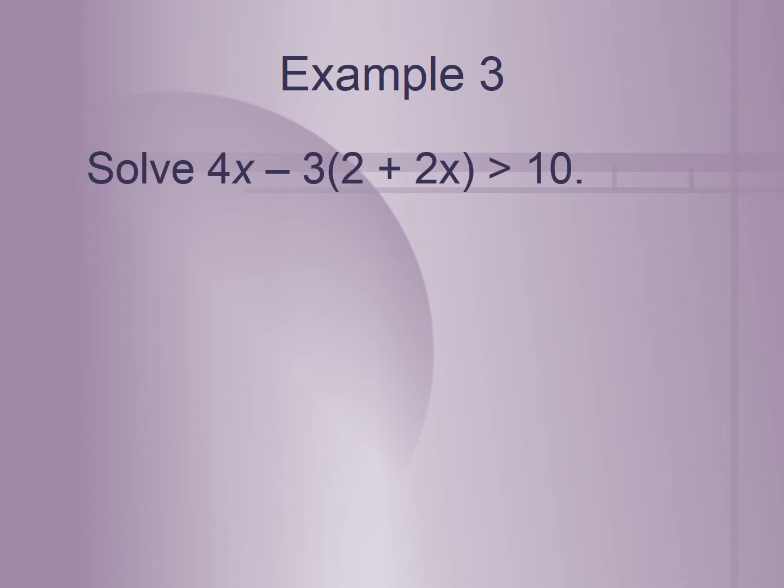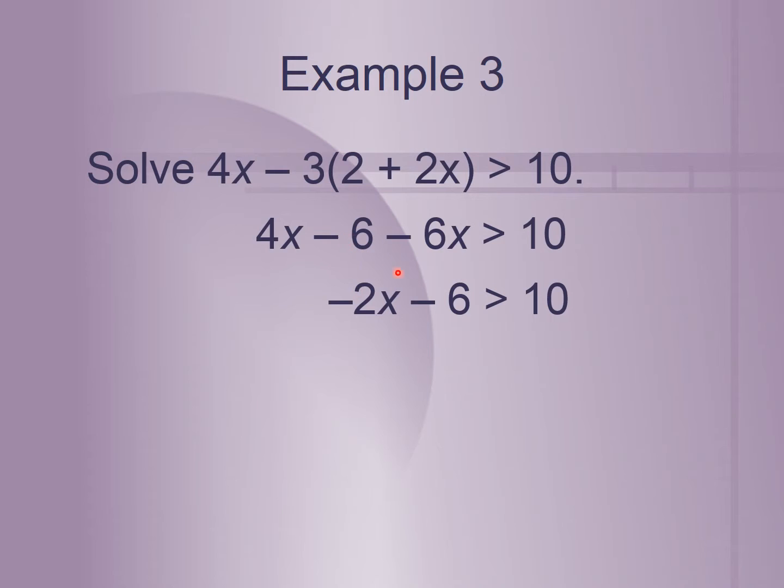Next example. So this one we have to distribute first. We have to distribute that negative 3. So negative 3 times 2 is negative 6. And then negative 3 times 2x is negative 6x. Then we'll combine like terms. 4x minus 6x becomes negative 2x. And then minus 6 is greater than 10. Then we'll add 6 to both sides. So now we have negative 2x is greater than 16. And then we'll divide both sides by negative 2. But remember, when you divide by a negative, your sign flips. So now we have x is less than negative 8.